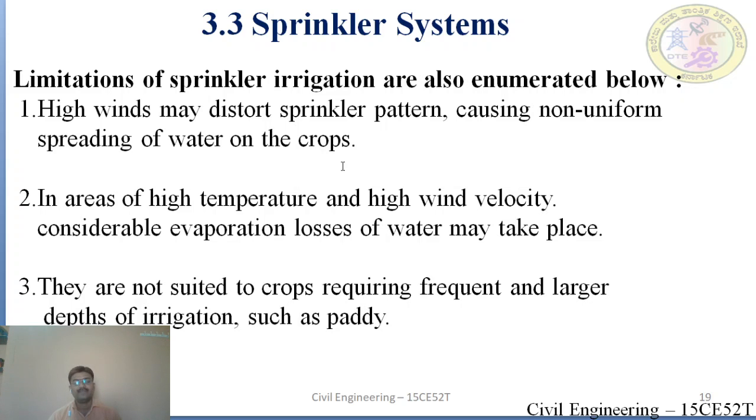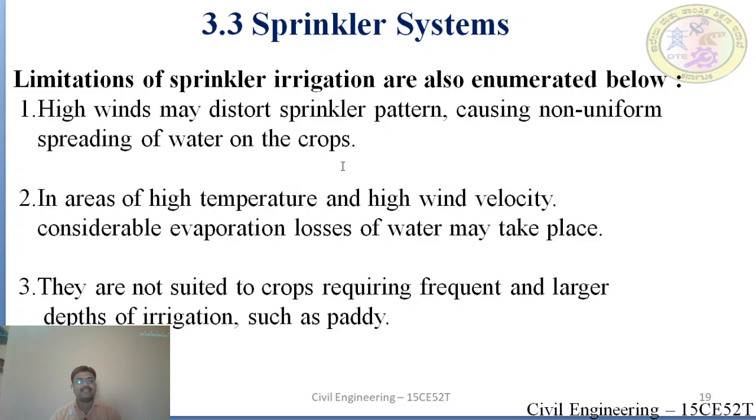See what happens when there is a high wind in the irrigation field. There might be a chance of disturbing the pattern of the sprinkler. Since the sprinkler spreads in a circular shape, if winds are there, the pattern may be disturbed. If this happens, what happens to the sprinkler irrigation? It causes non-uniform spreading of water to the crops. Hence, it affects the yield of the crop.